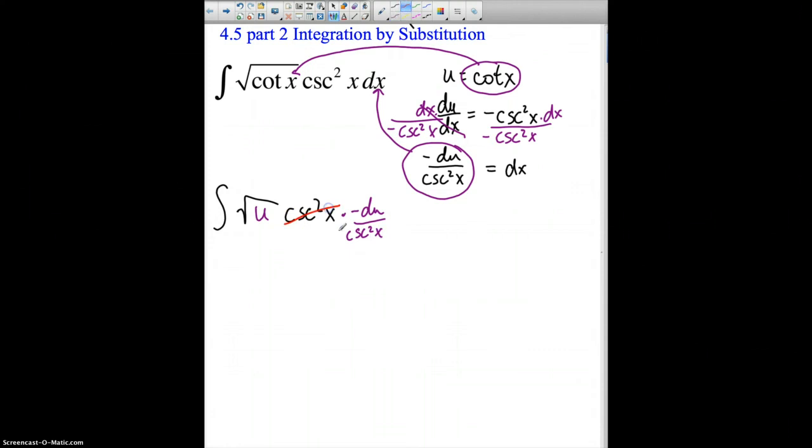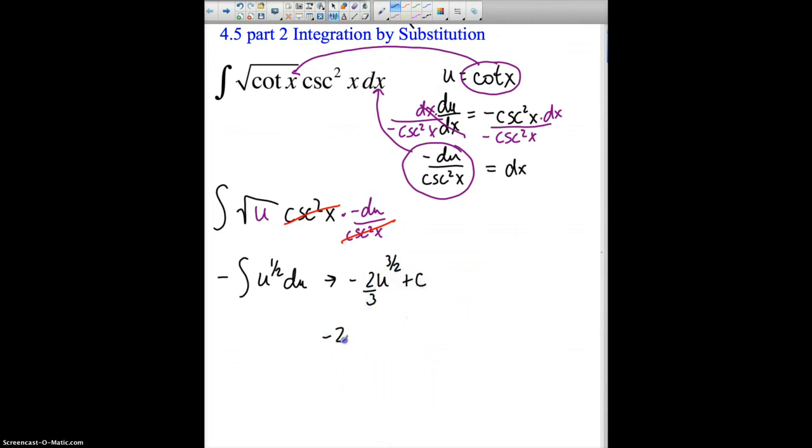So the cosecant squareds cancel. The negative can come out in the front. So now we're simplifying. Put the negative out in front. Change the square root of u to u to the 1/2 and du. So we integrate. Add 1 to the exponent, divide by the new exponent, plus c.